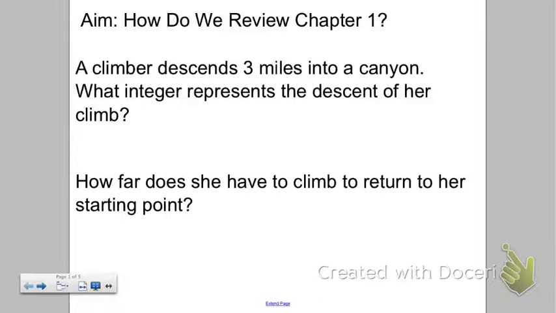If she's descending, that means she's going down. Any situation where a person or an object is going down, the integer representation of that is always going to be negative. So we're going to have a negative, and since she's climbing down 3 miles, we're going to have a negative 3 miles. How far does she have to climb to return to her starting point? Take a second to copy that down.